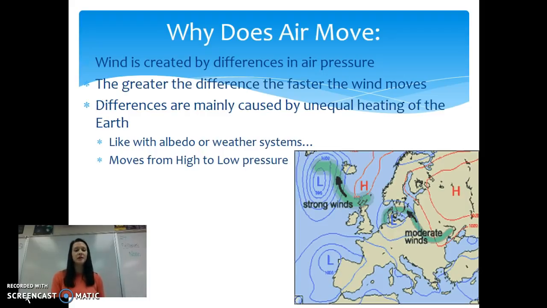And it's usually going to be happening because of unequal heating. So that goes in with albedo, like what we've been talking about in class. So if you have above a city a much different air pressure system because it's so warm versus out in the country, that could cause some wind movement to occur. And it's always from high to low. Higher pressure always flows to lower pressure.